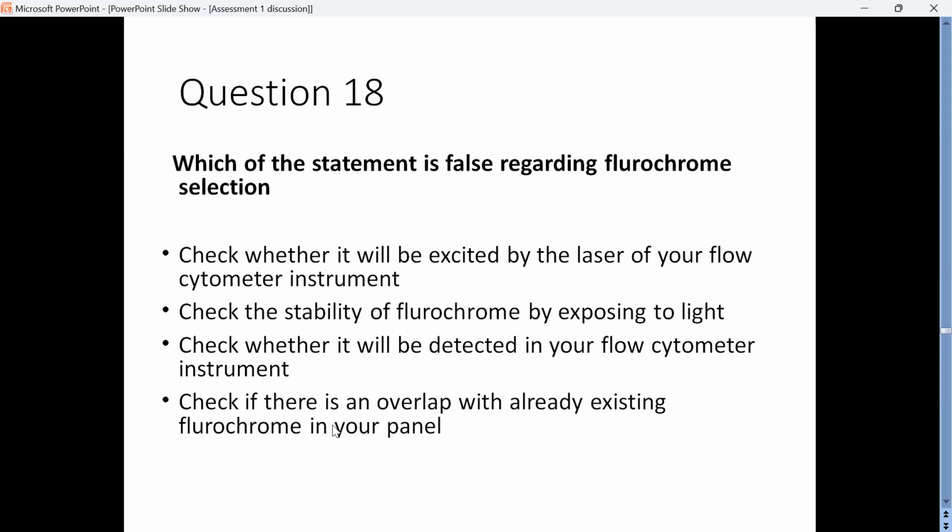So if there is an overlap, then you need to select only one. You can't use both FITC and Alexa Fluor 488 in your panel. You need to select one among them when you are conjugating with the marker. So the answer is, the false statement is, check the stability of the fluorochrome by exposing it to light. This is the false statement.